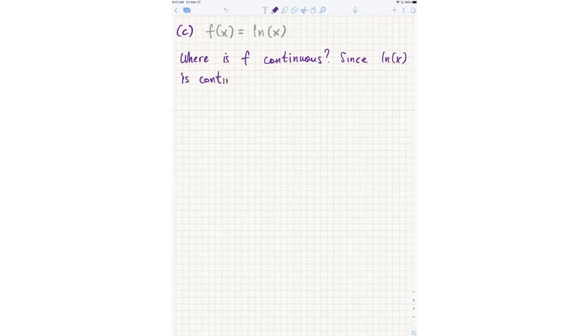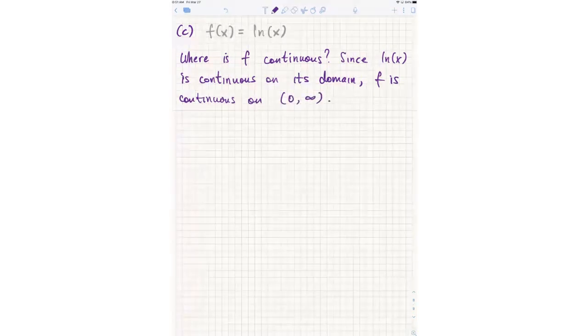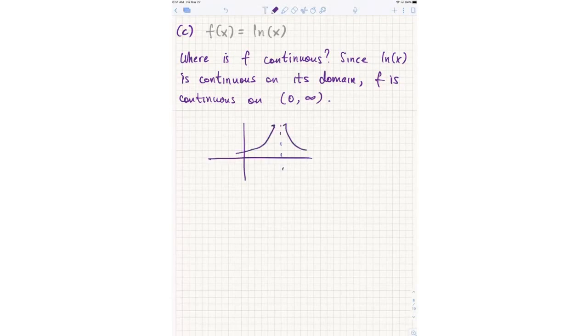So since ln of x is continuous on its domain, f is continuous on 0 to infinity. Now, why do I bring up continuity and not just the domain question? Because even if I have a vertical asymptote, I can still have that x value in the domain of the function, right? So asking what is the domain of a function does not necessarily give you information about the vertical asymptote. However, asking where the function is continuous does give you information about the vertical asymptote.